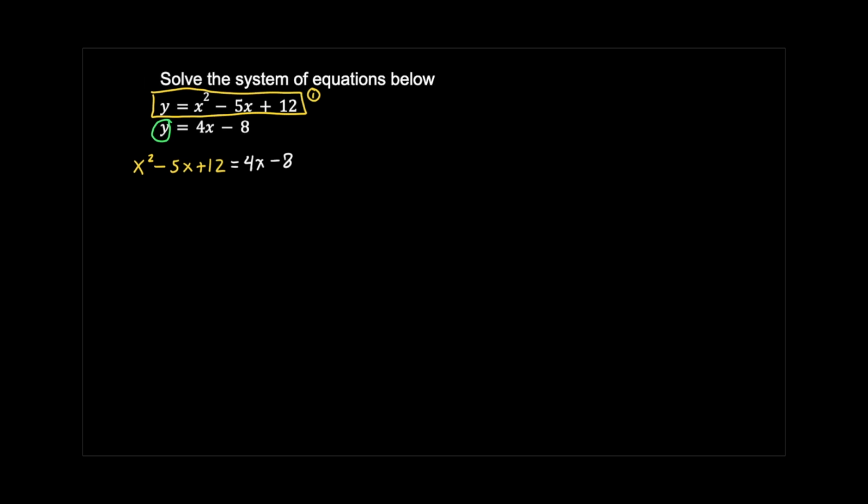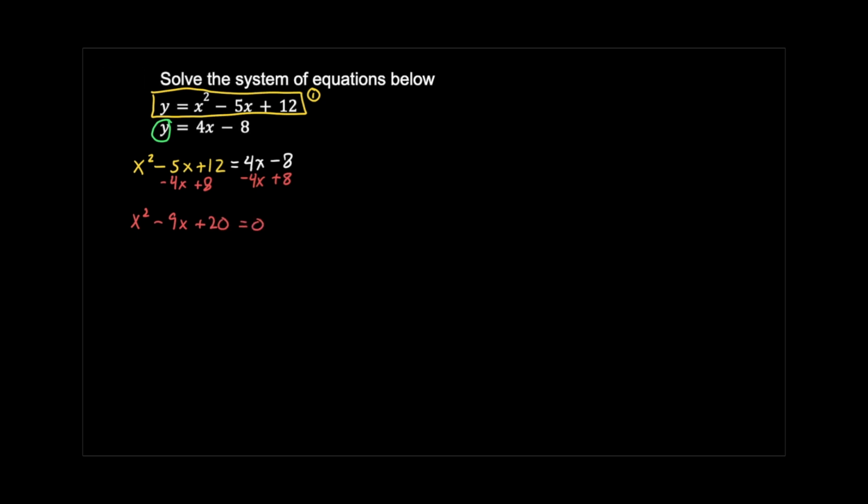Now, since currently this is a quadratic, I'm going to follow the general process for solving quadratics. I have both x squared and x, so I'm going to move everything to one side. So I will subtract 4x from both sides, and I will add 8 to both sides. That gives me x squared minus 9x plus 20 equal to 0.